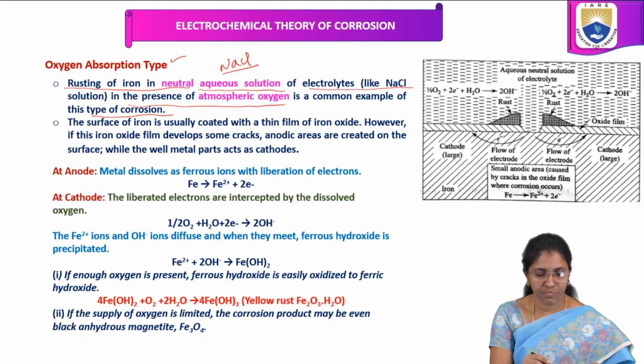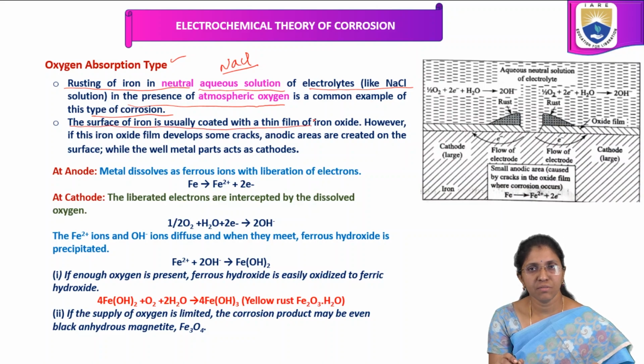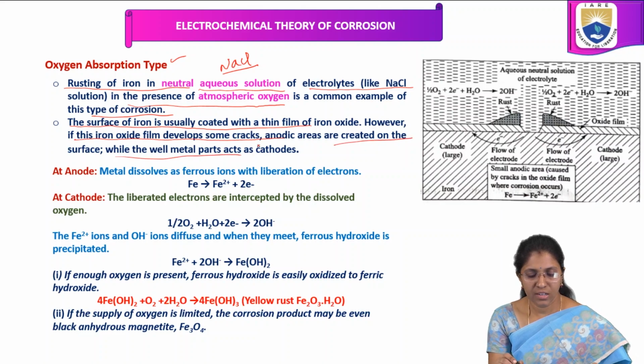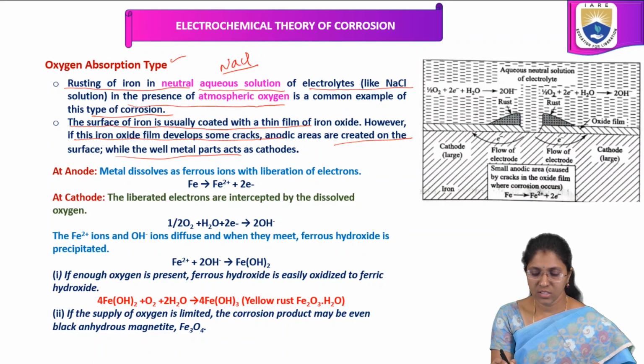electrochemical corrosion. So, the surface of iron is usually coated with a thin film of iron oxide. However, if the iron oxide film develops some cracks, anodic areas are created on the surface, while the well metal parts act as cathode.